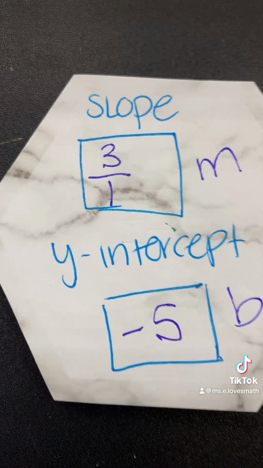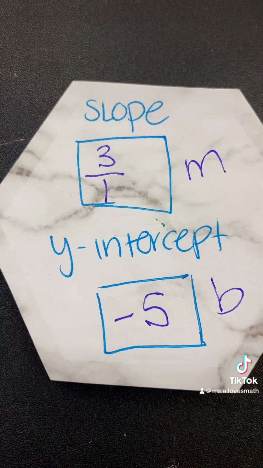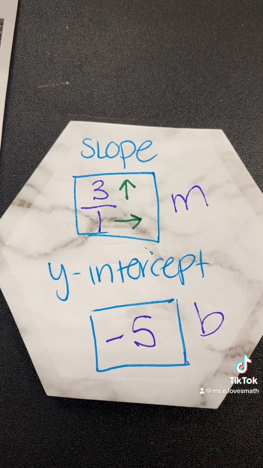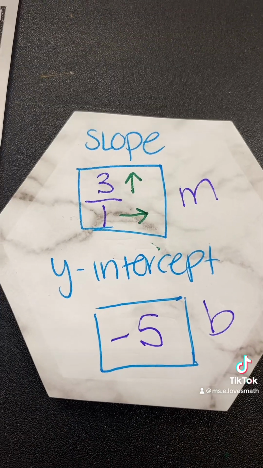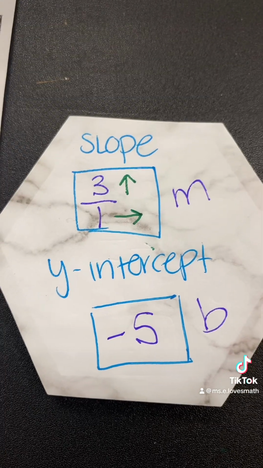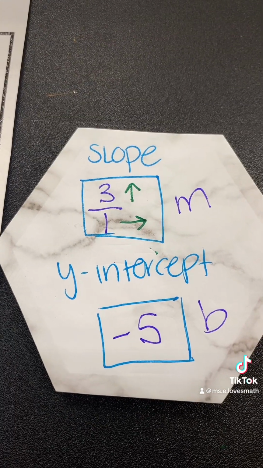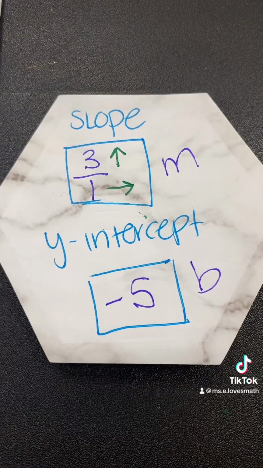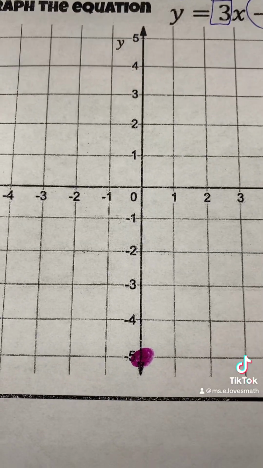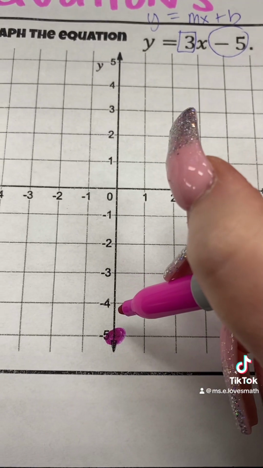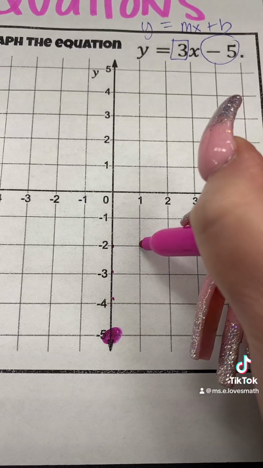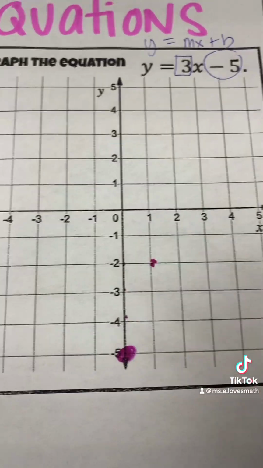The reason why we want to do that is so that we can notate our rise and our run to help us with graphing. Since we have a positive slope, we will rise 3 and then run to the right 1. To graph, we start with our y-intercept at -5. We have our point at -5. So we will rise 3. 1, 2, 3, run 1.